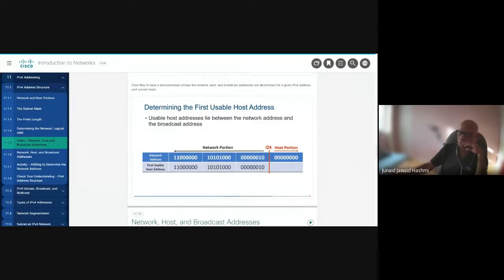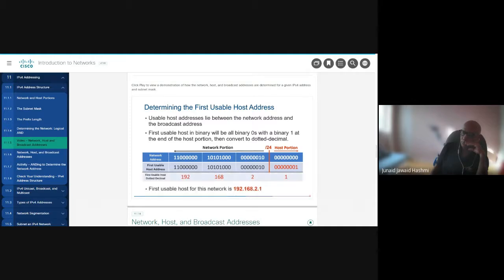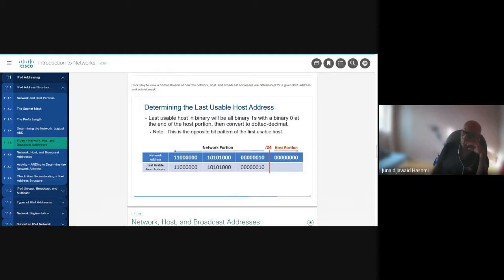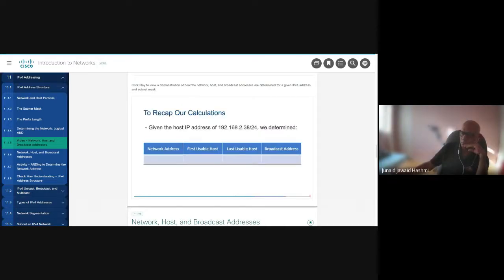Next, we'll determine the usable host addresses, which lie between the network and the broadcast addresses. The first usable host in binary will be all binary zeros with a binary 1 at the end of the host portion. Converting to dotted decimal, this tells us the first usable host on this network is 192.168.2.1. Lastly, we'll determine the last usable host, which will be all binary ones with a 0 at the end, the opposite bit pattern of the first usable host. Converting to dotted decimal, we get 192.168.2.254.